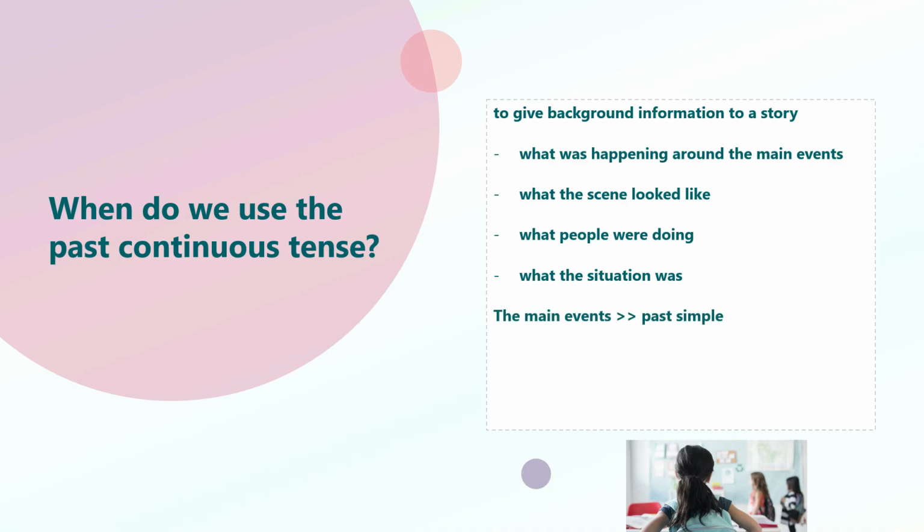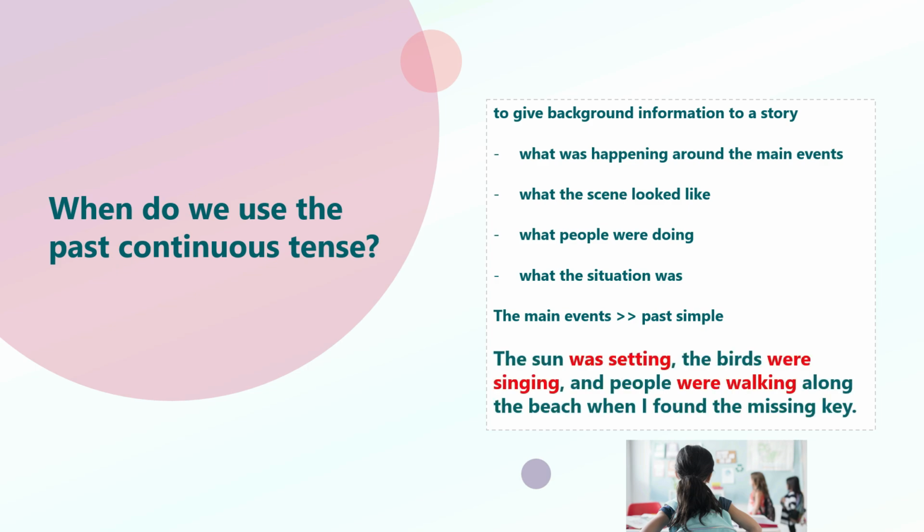The main events of a story, what happened, are usually in the past simple, but the background details that set the scene are in the past continuous. For example, the sun was setting, the birds were singing, and people were walking along the beach when I found the missing key.